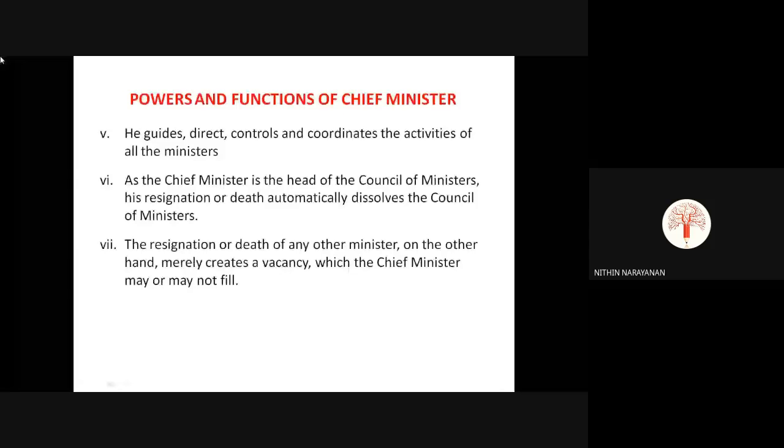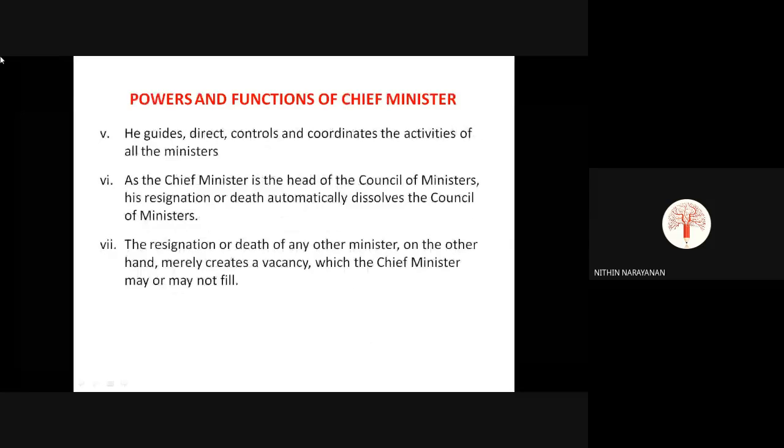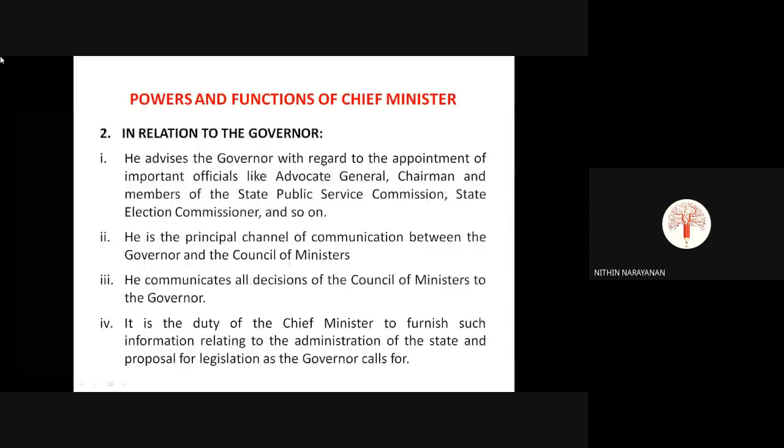So these are the different powers or functions of the Chief Minister in relation to the Council of Ministers. Next one, in relation to the governor. What are the different powers and functions of the Chief Minister in relation to the governor? One is he advises the governor with regard to the appointment of important officials like Advocate General, Chairman and members of the State PSC, State Election Commission and so on.